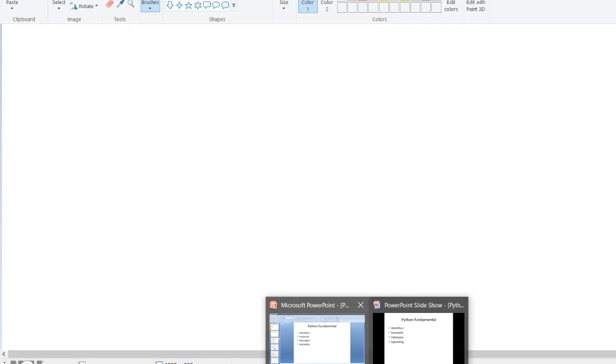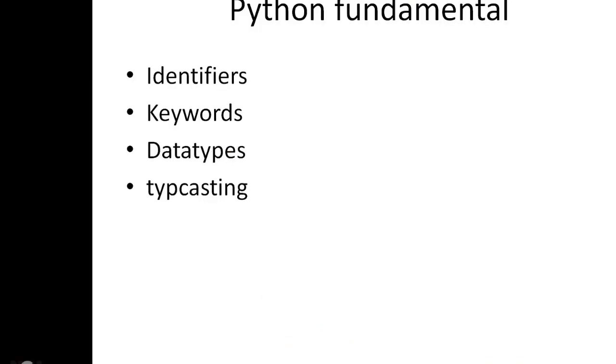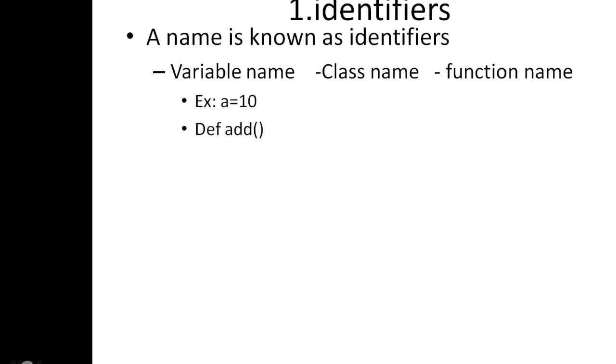In Python fundamentals, we are going to discuss identifiers, keywords, data types and typecasting. First we discuss the identifiers. An identifier is nothing but a name. It is a name of the memory location. That means it is a variable name, a class name or a function name.